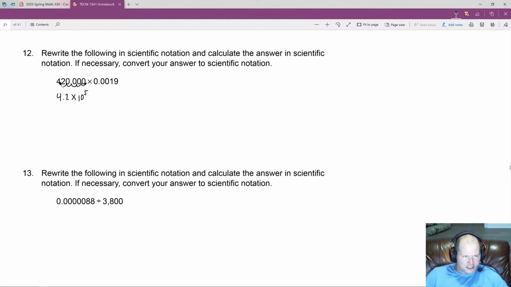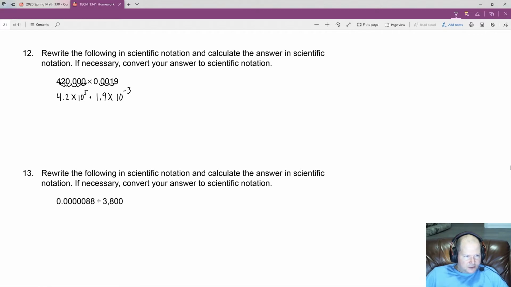Big numbers, positive exponent. Okay, we're going to multiply this one. We want to move the decimal behind the first non-zero digit, which is 1, so we move it over 1, 2, 3 places to the right, and we end up with 1.9 times 10. Because we had to move it over 3 places and the number was smaller than 1, that's going to be a negative 3 exponent.